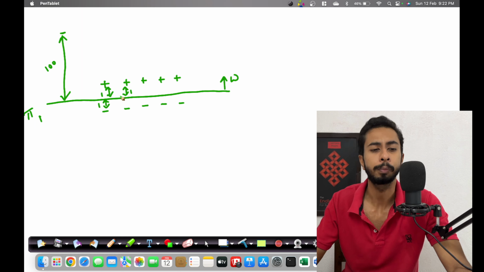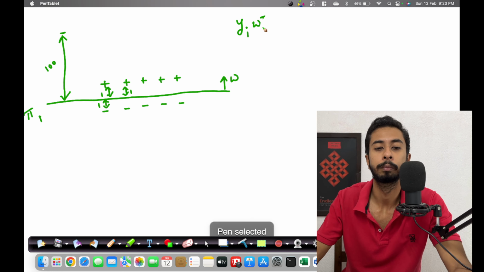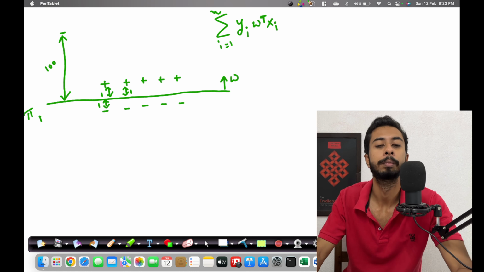Now what is the issue? Let's see. So here, what is our goal? Our goal is to find yi w transpose xi. We want to find all of these values, from i equals 1 to n.